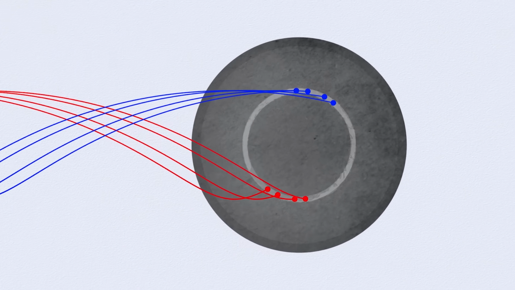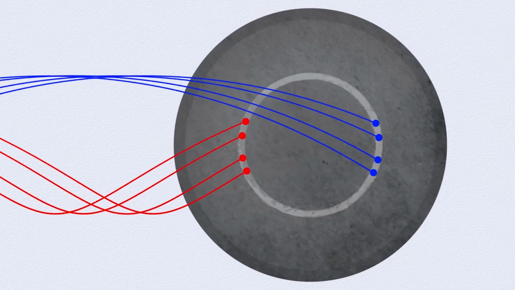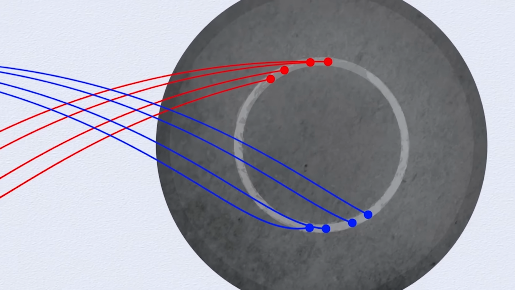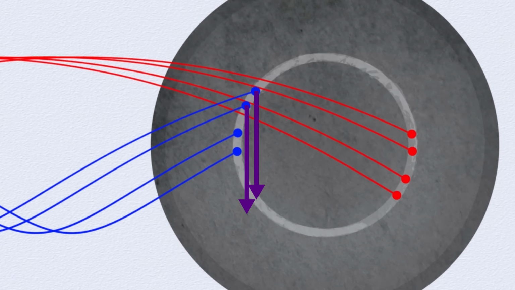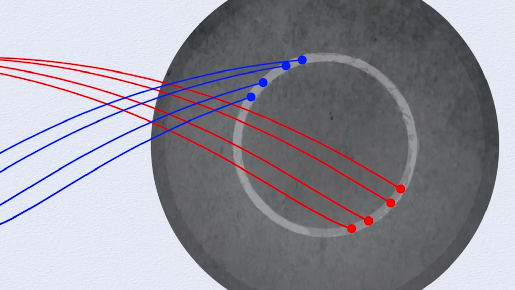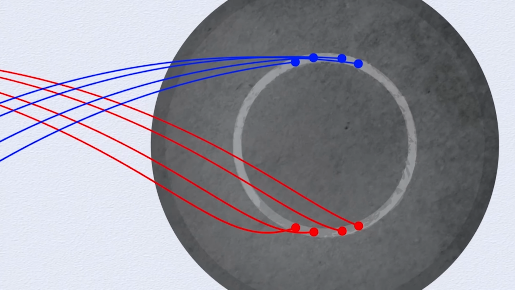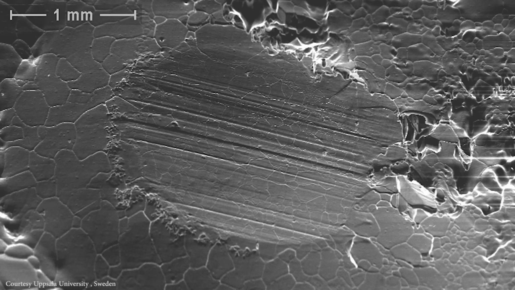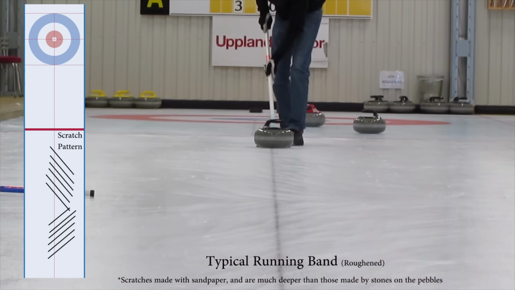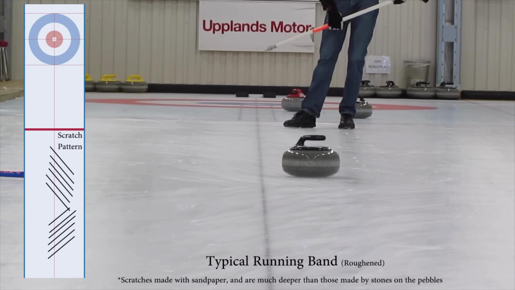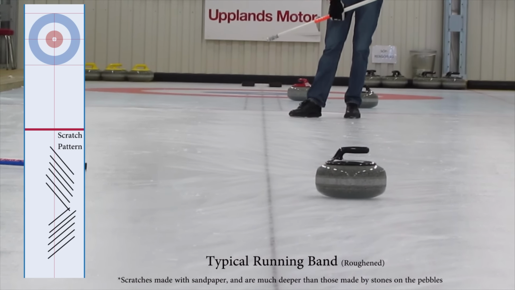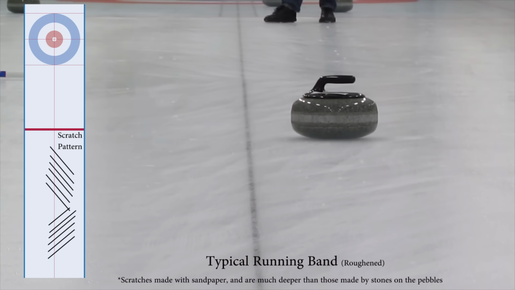The Swedish scientists say that because the rough spots at the rear of the band have to hop over the scratches created by the leading edge of the running band, this will induce a force on the rear of the stone, making it curl in the direction of rotation. They claim to prove this by showing images of pebbles that have been scratched at an angle after the stone slides over them. They also did an experiment by scratching ice really deeply with sandpaper at two angles and pushing a stone across the scratches without rotating it.